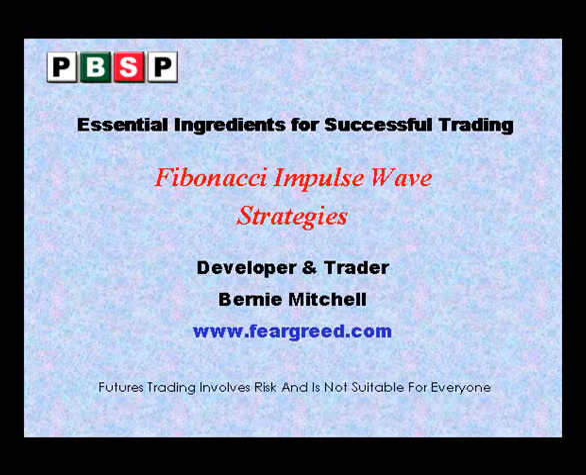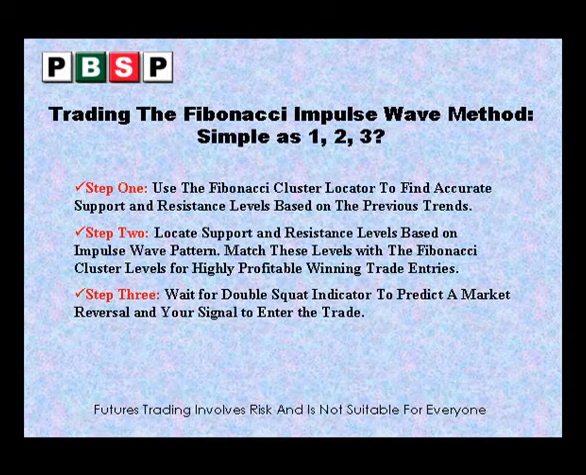The Fibonacci impulse wave strategies were developed and originated by Bernie Mitchell. The first step is to use the Fibonacci cluster locator to find levels of support or resistance based upon the previous trend. And then secondly, we find levels of support or resistance based upon a second discipline called the impulse wave pattern. And then we match these levels together to find highly profitable winning trade entries, and then wait for what is called a double squat to predict a market reversal and our signal to actually enter the trade.